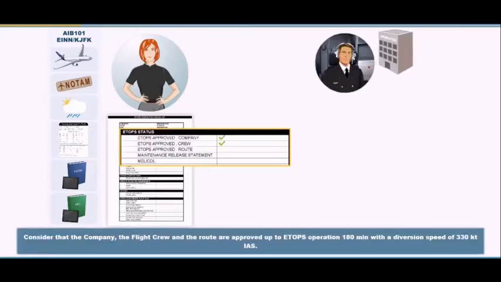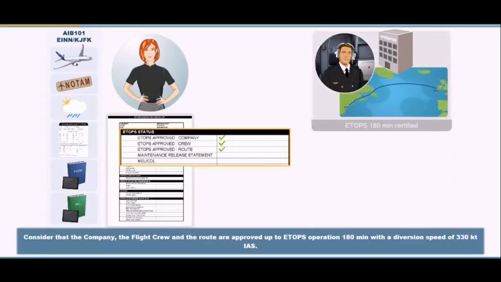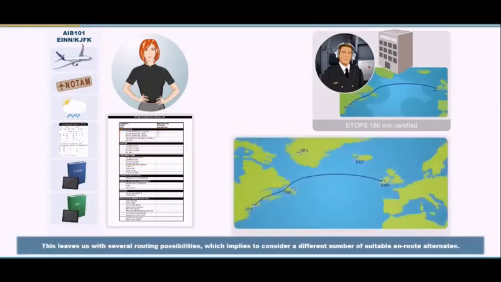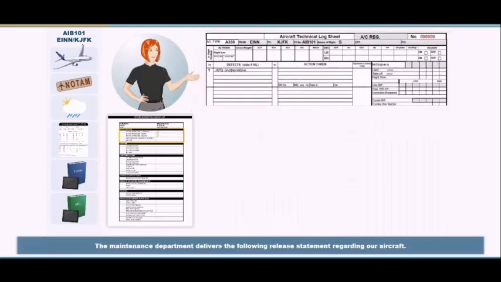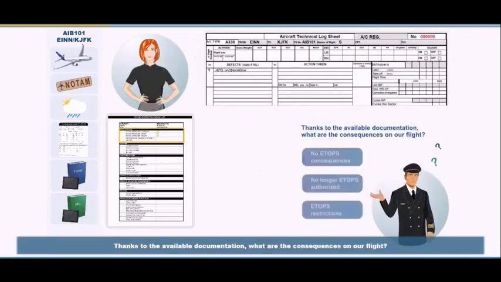Consider that the company, the flight crew and the route are approved up to ETOPS operation 180 minutes, with a diversion speed of 330 knots IAS. This leaves us with several routing possibilities, which implies to consider a different number of suitable en route alternates. The maintenance department delivers the following release statement regarding our aircraft. Thanks to the available documentation, what are the consequences on our flight?